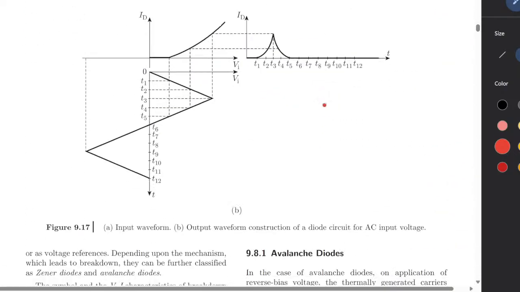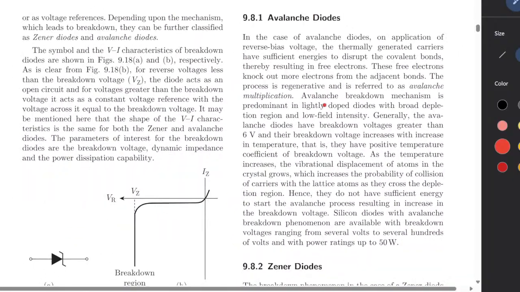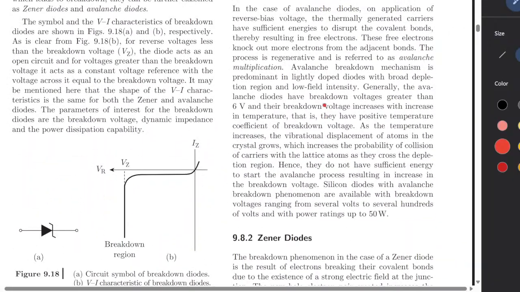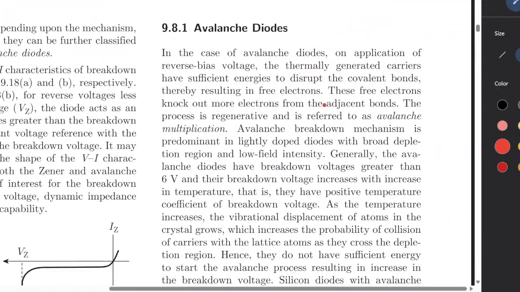Breakdown diode, what is this? Avalanche diode. In the avalanche diode, one application is reverse bias. The thermally generated carriers have sufficient energy to disrupt the covalent bond, thereby resulting in free electrons. They are free. So in the case of the avalanche diode, on application of reverse bias voltage, the thermally generated carriers have sufficient energy to disrupt the covalent bond.